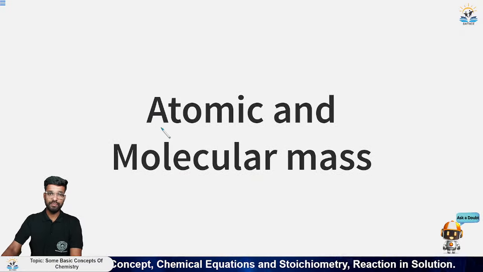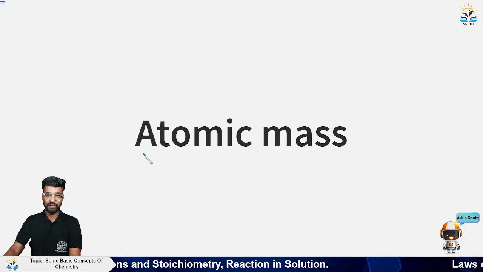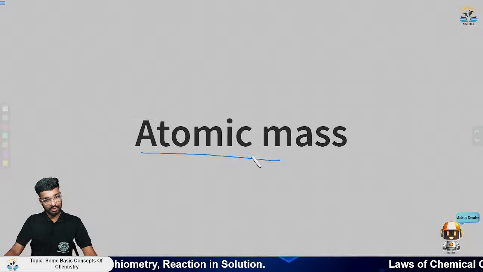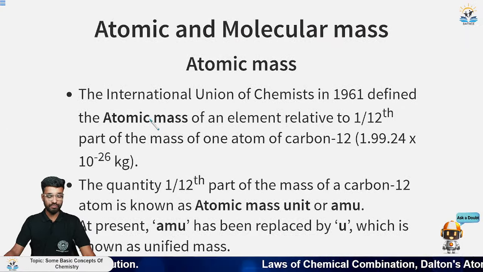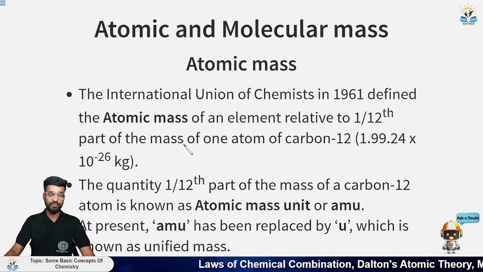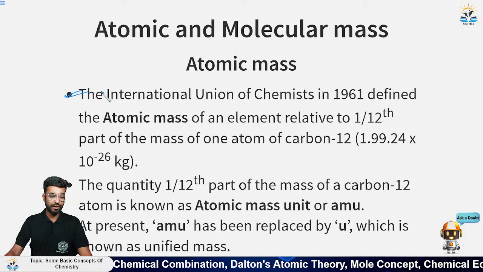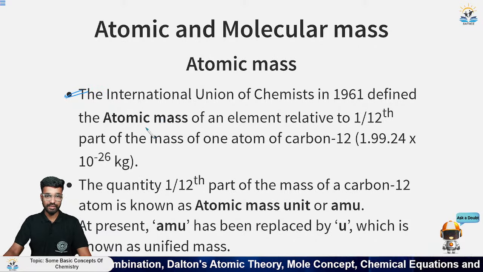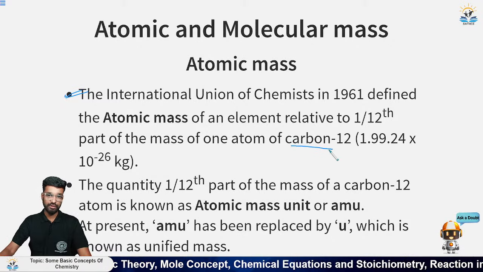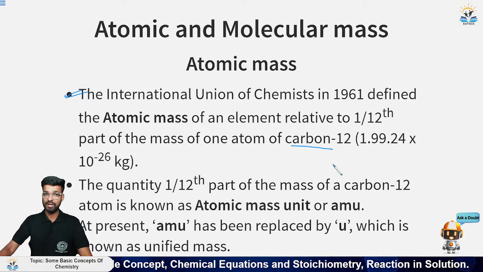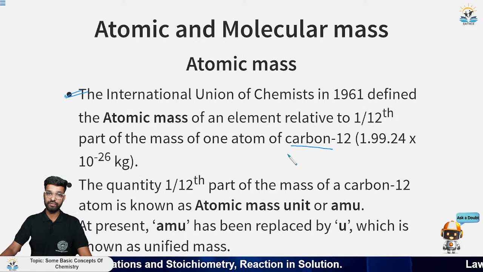Now we will move to some important topics, that is atomic and molecular masses. The first one is atomic mass. This atomic mass was introduced to measure the amount of substance present in a more standard way. Earlier, first of all, hydrogen was taken as the standard, then it was changed to oxygen, and at last it was kept to carbon. So in the recent SI units, we take 1/12 of a carbon-12 atom, and relative to that we take the mass of an element.